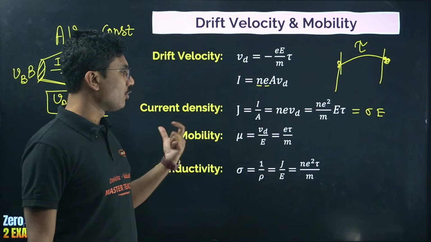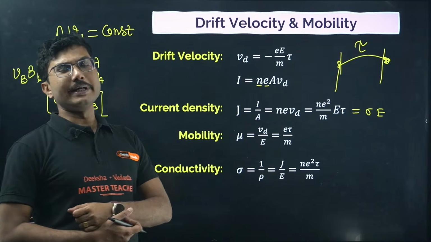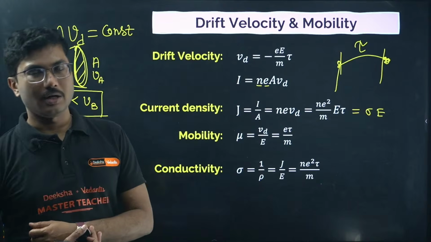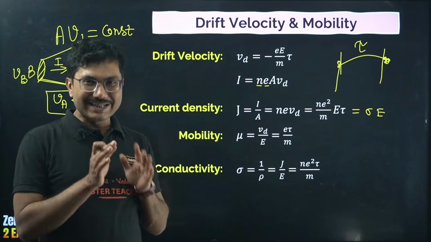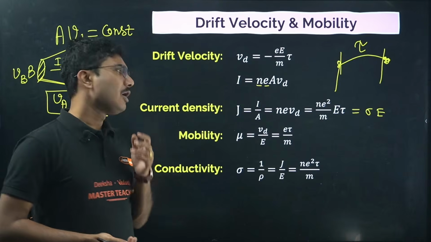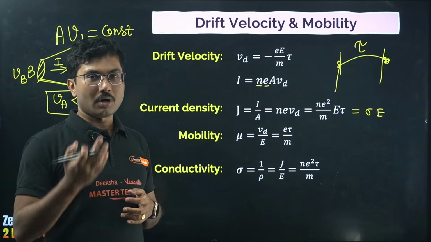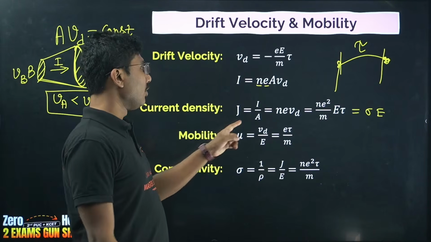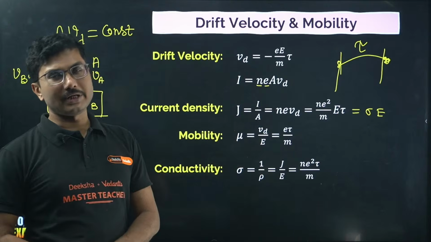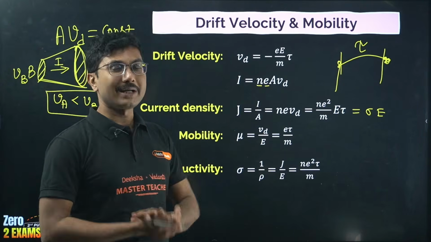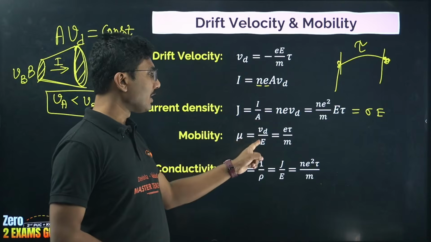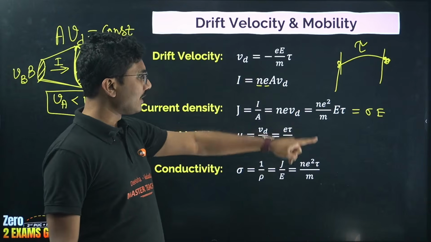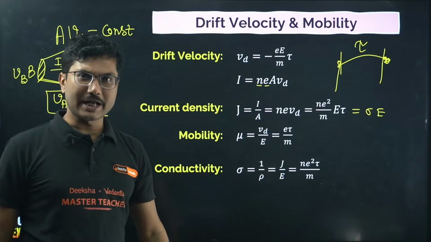In between, there is one more quantity which is called mobility. Mobility is a measurement of how freely an electron can move inside a conductor. Mobile means how easily it can move. The higher the mobility, generally, the faster the electron can move. Drift velocity divided by electric field is called mobility: drift speed per unit electric field. As you can see, all the quantities are directly proportional to relaxation time.